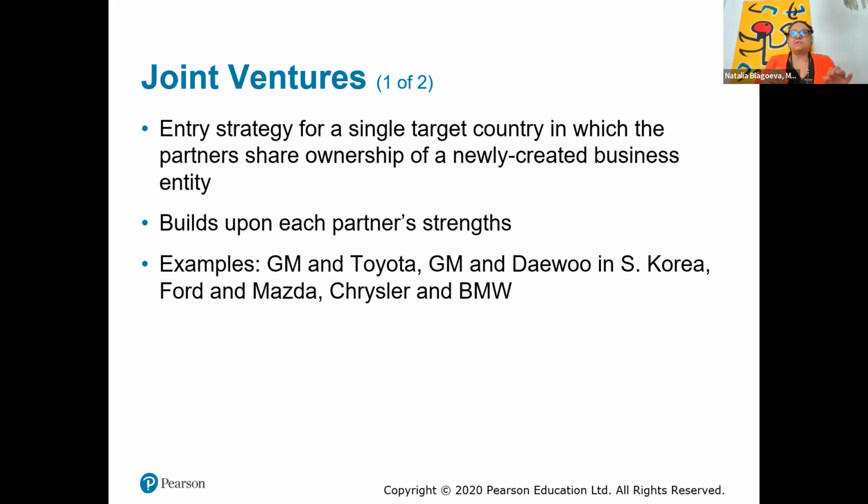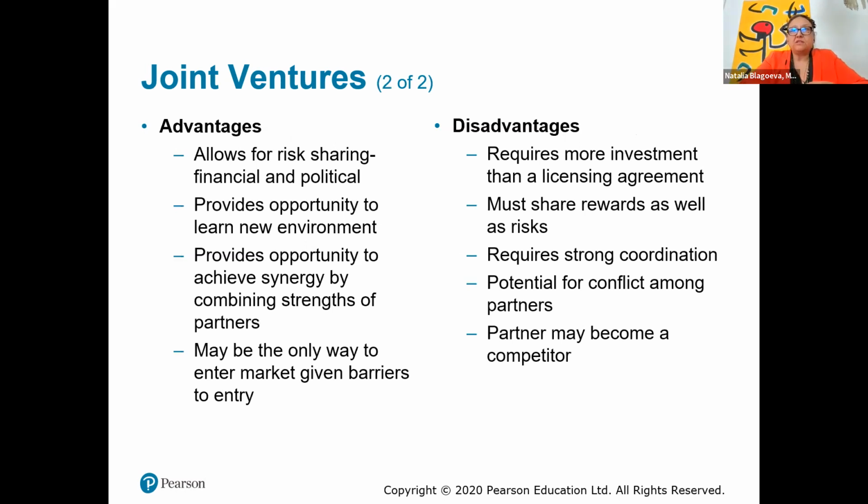That's why it says here that such a joint venture builds upon each partner's strength. Usually you look for partners where, when you come together, 1 + 1 doesn't make 2, but makes 3, 4, 5. So there is a synergy which scales the impact of the relationship. We're giving you here several examples where car manufacturers did that. The advantages: this allows for risk sharing, financial and political. It provides the opportunity to learn a new environment.